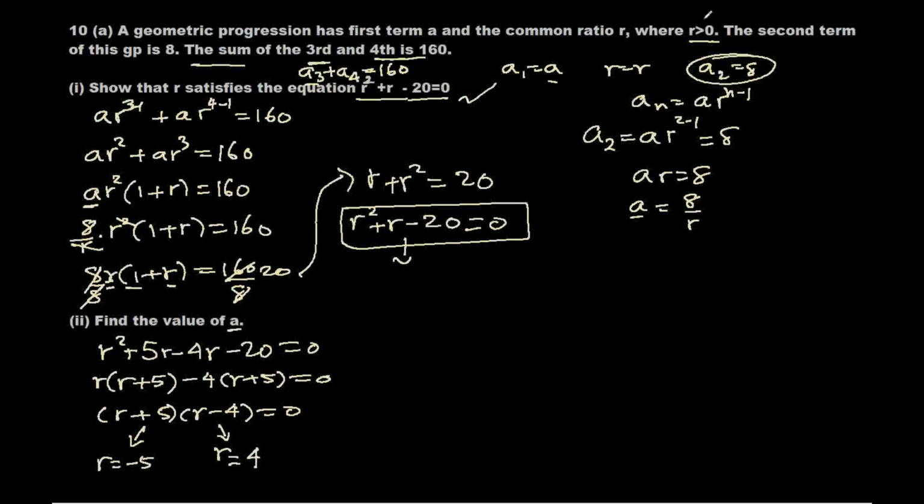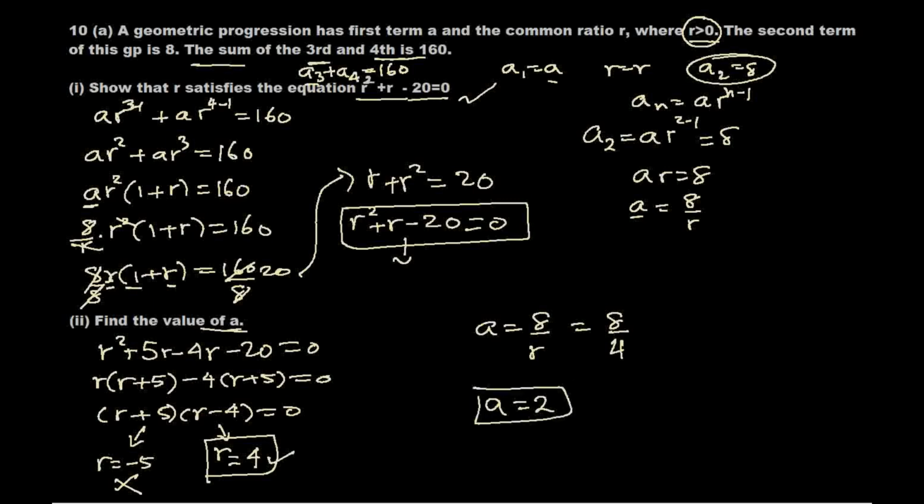They said r is greater than 0 and it is not possible to be a negative r, so we will reject this answer. This is the answer. But the question was find a, not r. But we know that a is 8 over r, which will be 8 over 4 now. This is our answer for r. So a is 2. Got it.